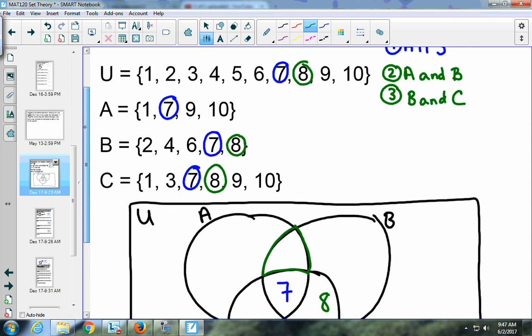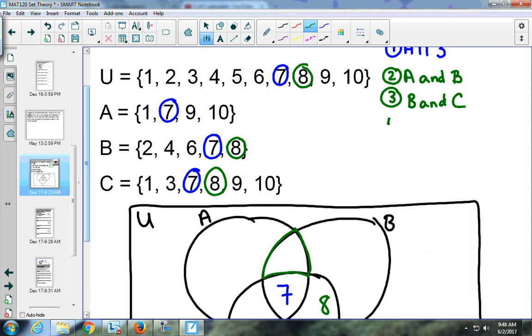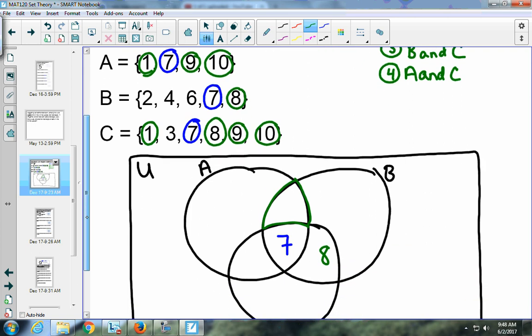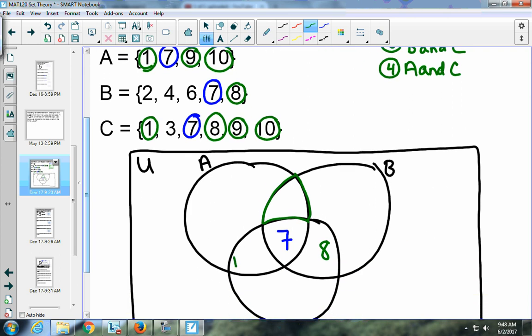I also want to look at the overlap between A and C. If I do that, they do have a few in common. They both have 1, they both have 9, and they both have 10. And I also need to go and circle all of those numbers in U. 1, 9, and 10 need to be listed in that overlap between A and C.